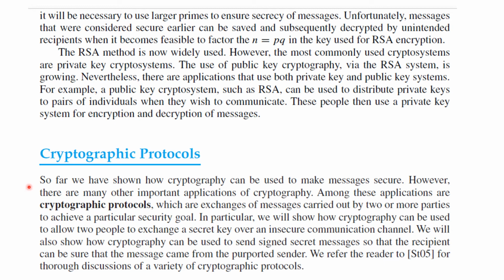So far we have shown how cryptography can be used to make messages secure. However, there are many other important applications, which are exchanges of messages carried out to achieve a particular goal. For example, we're going to show how this can be used to allow people to exchange a secret key over an insecure communications channel, and then they can communicate with the private key and also update the keys. We will also show how cryptography can be used to send signed secret messages so the recipient can be sure that the message came from the purported sender. This stuff gets really deep, but we will look at simple examples.